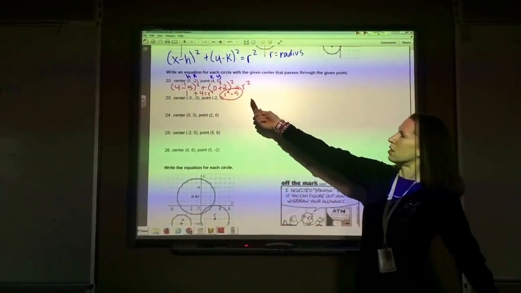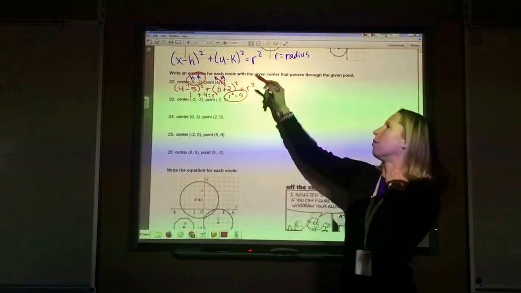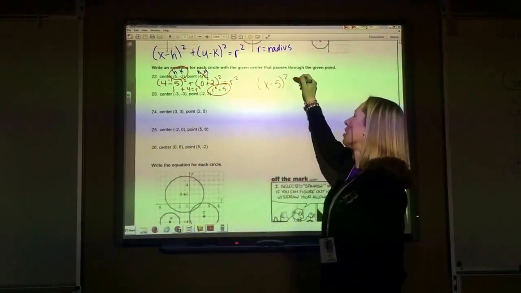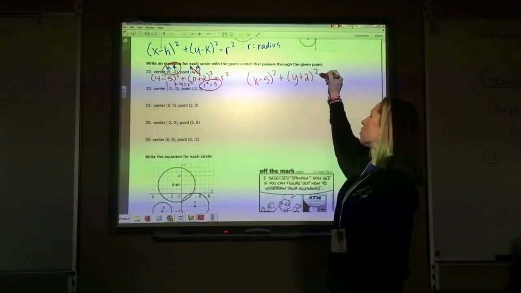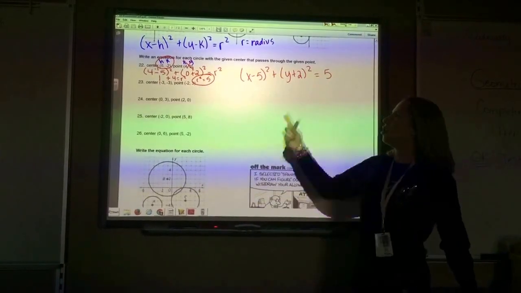Now that you have your radius squared, ignore your point, use your center point, and plug it into the equation. So I would do x minus 5 squared plus y minus a negative 2, so plus 2 squared equals the radius squared. I just found it, it's 5. Don't square it again.